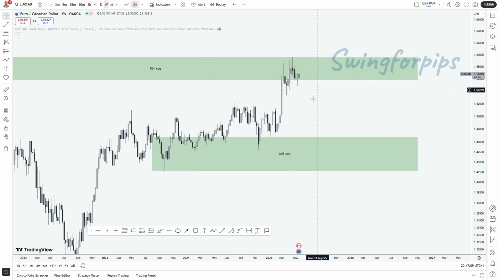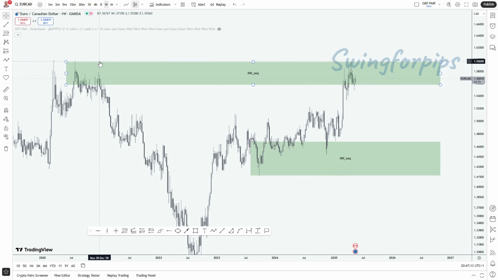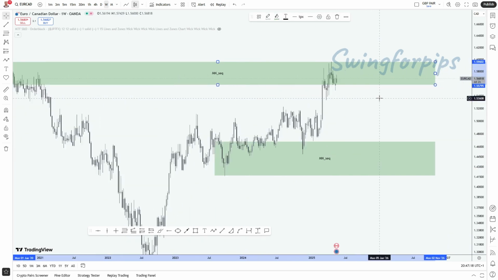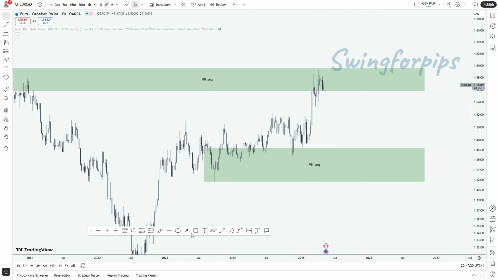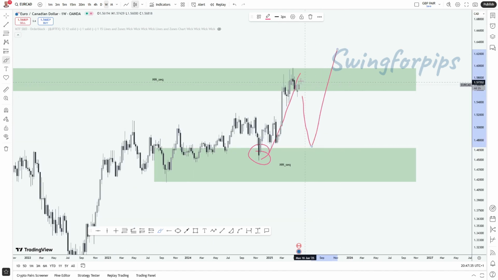However, like I mentioned earlier, price is in the monthly supply area, which is in control right now. Of course, those of us that have been buying up to this point have already taken our profits. So what we're looking for is that price gives us bearish evidence on the lower time frame to the downside. For now, we're looking for bearish evidence to the downside on the lower time frame.